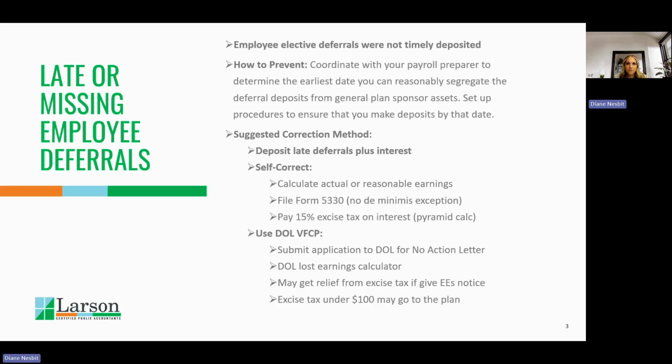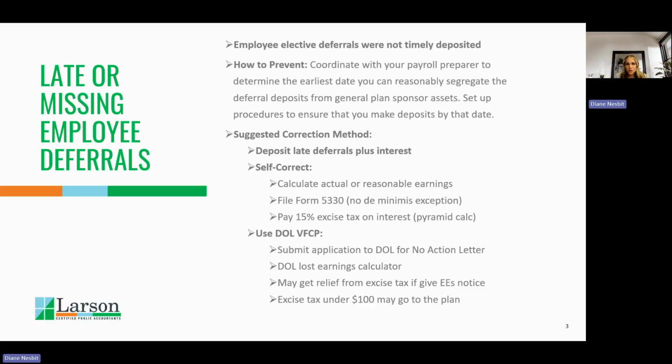So the best way to prevent this error is to coordinate with your payroll preparer to determine the earliest date you can reasonably segregate the deferral deposits from general plan sponsor assets, and then set up procedures to ensure that you make deposits by that date. Another recommendation here is don't do it early. If you have a process and a specific date, say 3 days after payroll, and then you end up doing it 2 days after payroll for one of the payroll runs, then that becomes your new earliest date. So make sure that you're consistent and always do it as of the date that your procedures dictate.